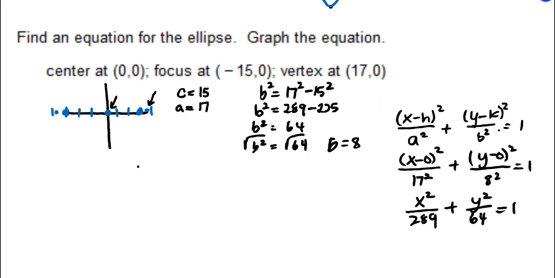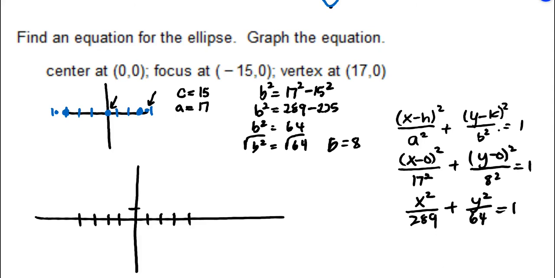So finally, I'll sketch the graph. And I'm going to count by fives. 5, 10, 15, 20. And we have our center at (0, 0). From the center, we'll go left and right 17. So 5, 10, 15, 17 would be about right here. That's actually negative 17. And then for our minor axis vertices, we want to go 8. So 5 and 8 would be somewhere in between there. And then we can sketch out the ellipse from there.